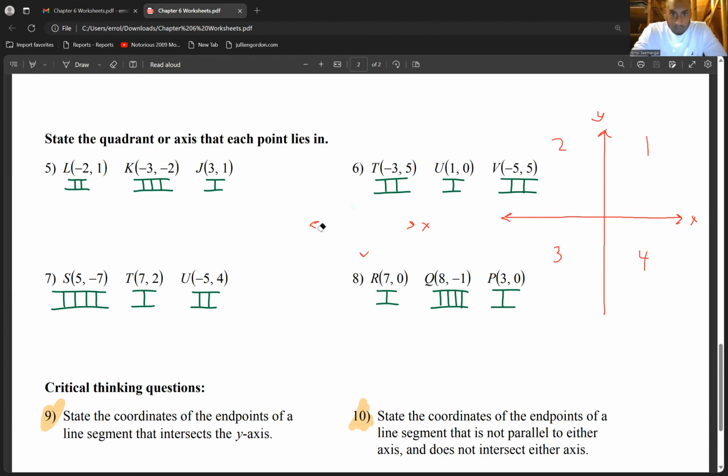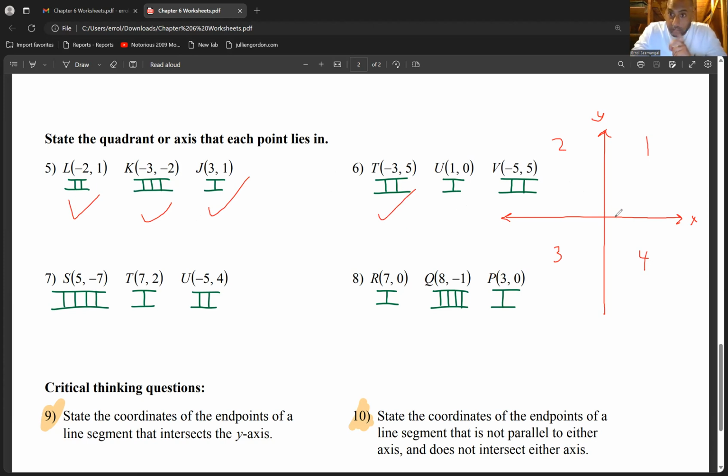Okay, all right, let's check these. (-2, 1) would be quadrant 2. That's right. (-3, -2) is 3. Yep. (3, 1) is 1. That's good. (6, -3) is 4. That's right.